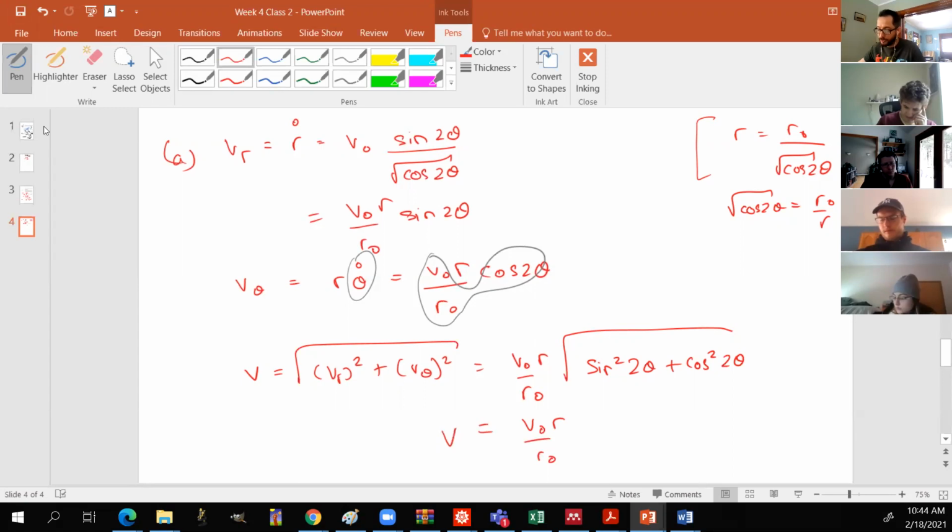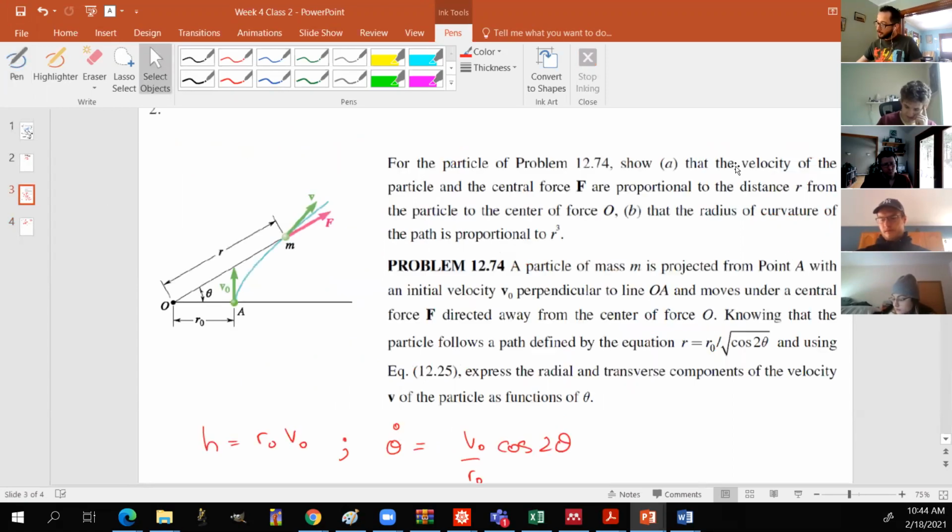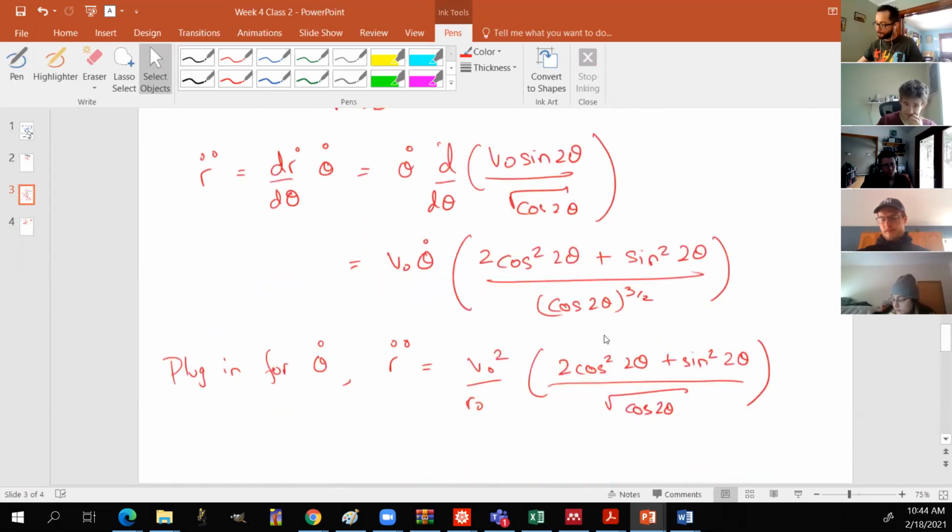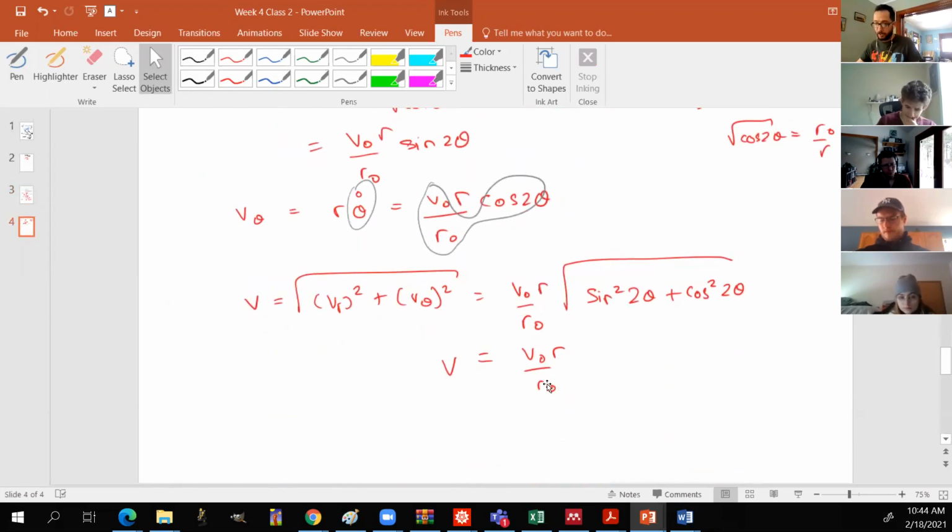So the question was asking you to show that the velocity of the particle is proportional to the distance R. V naught and R naught are constants, so V is proportional to R.